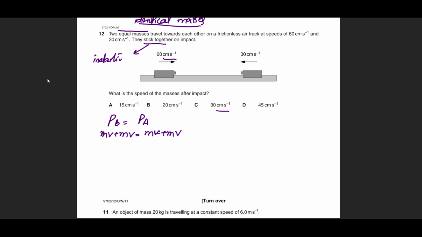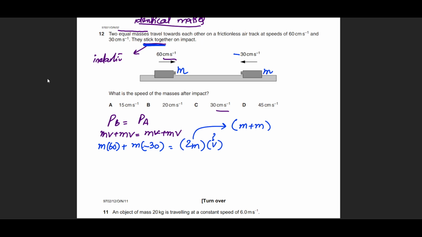Before impact, since they're identical masses, I'm going to assume a variable m for both of them. So this will be m into 60 plus m into, now notice that for 30, I should put in a negative sign because it's moving toward the left side. So this is 30 equals to, now since they are sticking together, their masses should be added together. So this will be 2m into v. This is the v that I don't know. How would this become 2m? Because we are adding both masses, so m plus m becomes 2m.